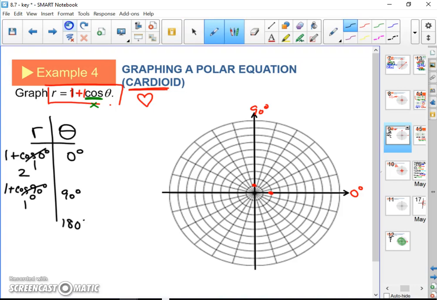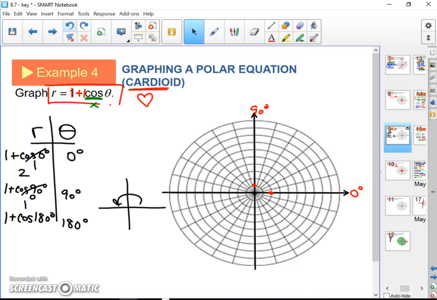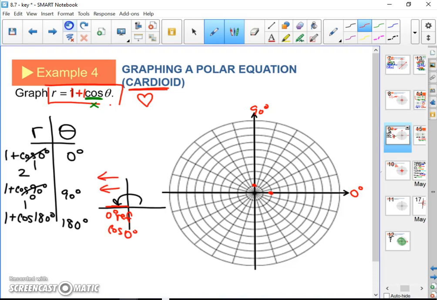So you can continue this and keep plugging numbers in. Maybe we try something else easy, 180. 1 plus cosine 180. Cosine 180. And where 180 is right here. Sometimes people struggle with 180, but that's a 0-degree reference. So it's kind of like we're doing cosine 0, but it's over here. And we know cosine numbers are negative over here. So cosine 0 is 1, but on that left side, that's going to be negative. So negative 1. We'd have 1 plus negative 1 is 0, and so I've got the point 0 comma 180. 0 comma 180 is just, I guess, right there.